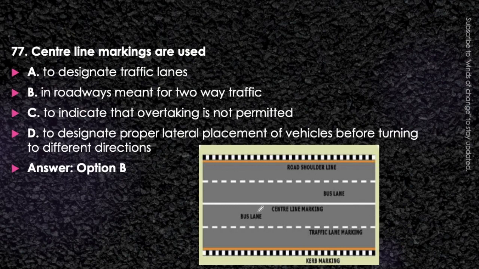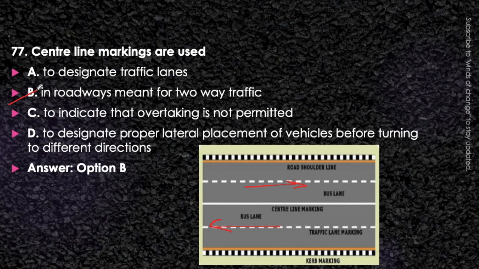Okay, let's say this is the centerline marking. So in this you can find it out. This is one lane. Okay, this is another lane. Since these are the two lanes, it will determine the difference between these two lanes. That is the roadway meant for two-way traffic. So center lines are used in roadways meant for two-way traffic.